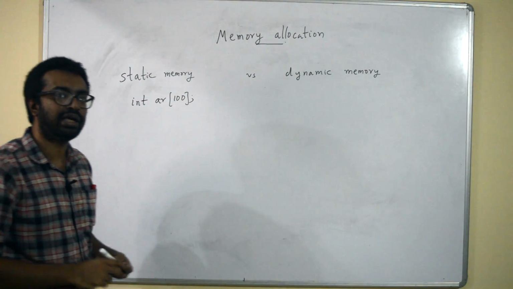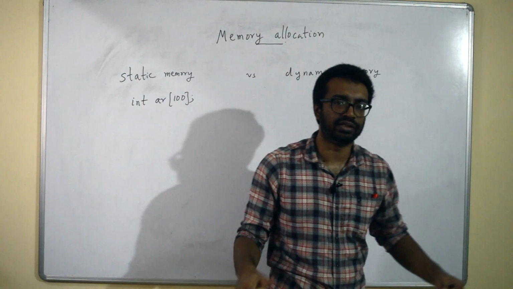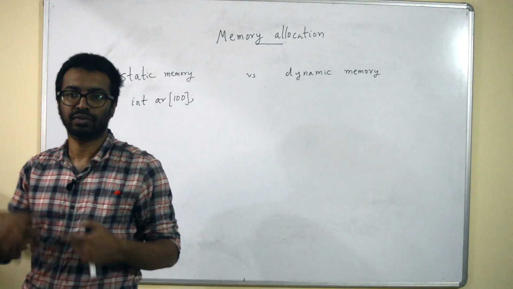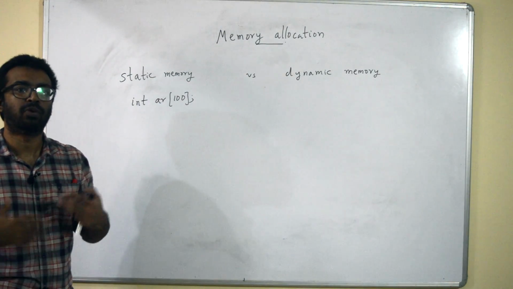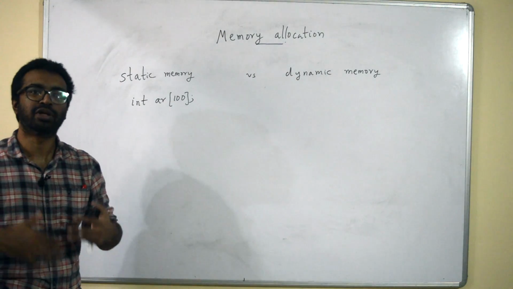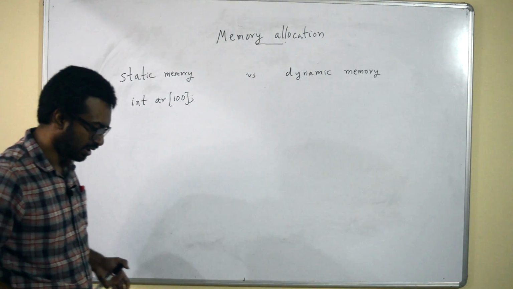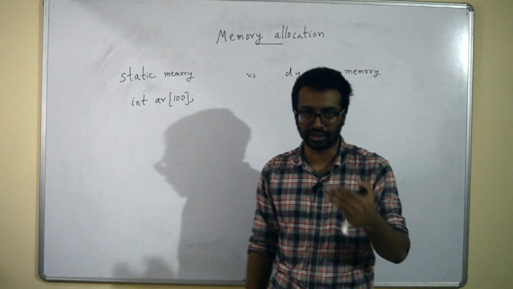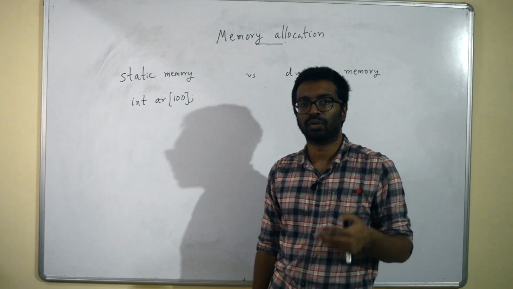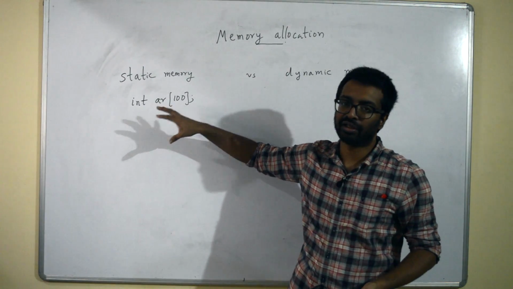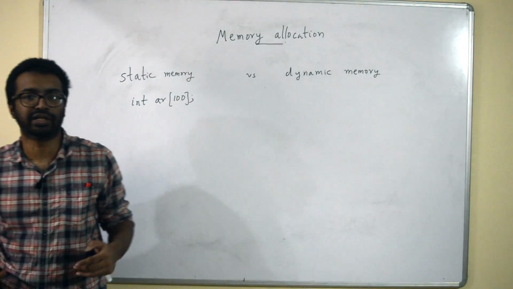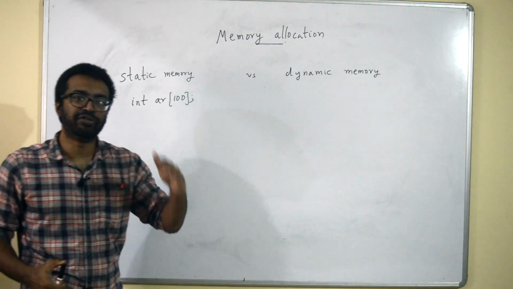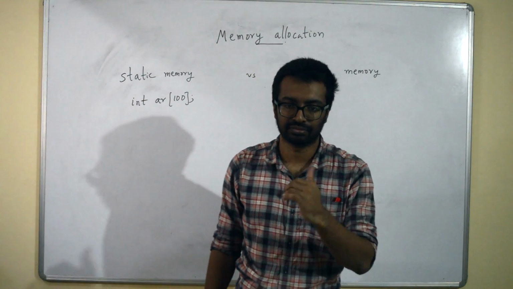Okay. You have written int AR, so an array of 100 integers. You have declared an array of 100 integers. So when you write a program with this, what happens? This program is compiled by the compiler, and an output, a machine readable code is generated, right? And when the program is run, what happens is the following. The memory for 100 integers is now allocated before the program execution starts.